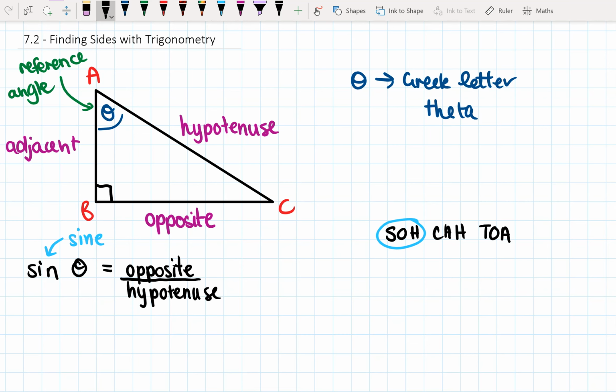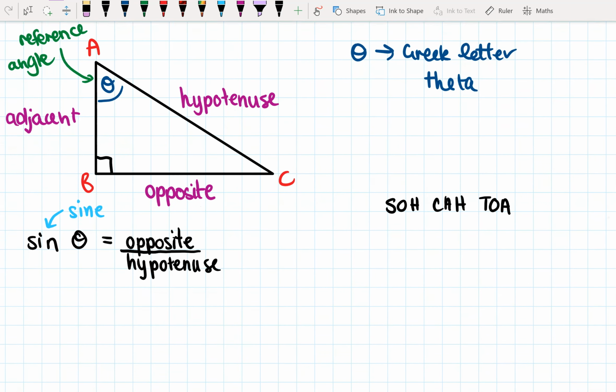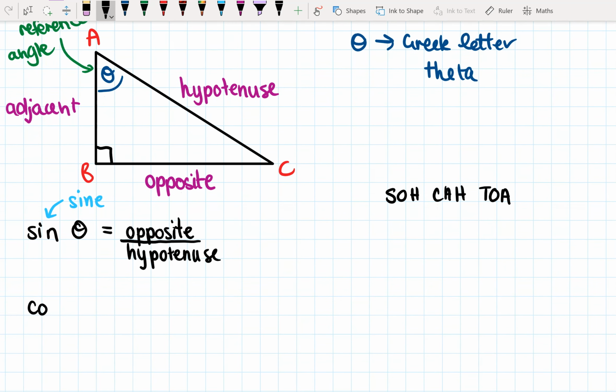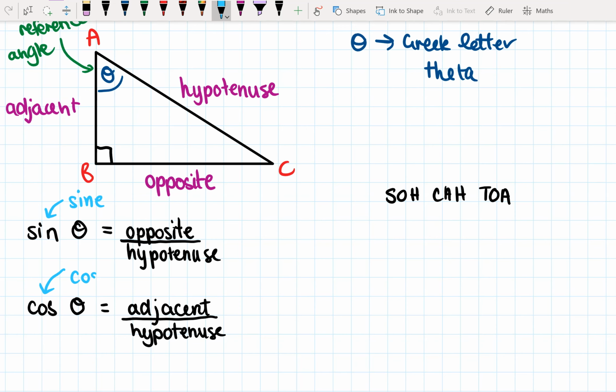Okay, the next one is CAH, C-A-H. Okay, and what that means is the cosine, and we write that as cosine of theta is equal to the AH. So A is your adjacent divided by hypotenuse. So this is our cosine ratio. Okay, and we're going to add that label here. Cos is cosine.